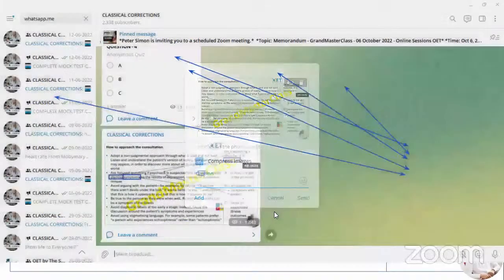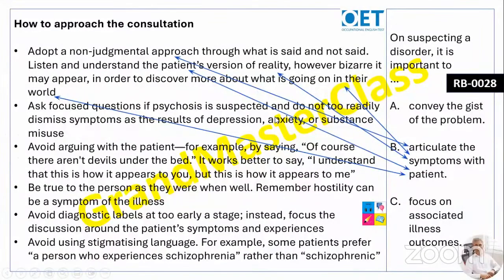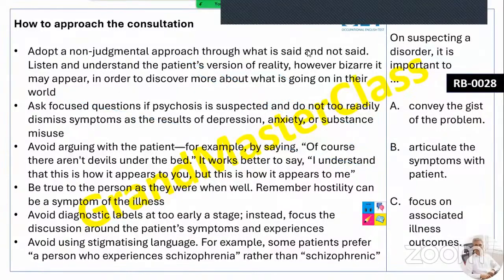So that is the second version of explanation. Now let us take from the third paragraph. Avoid arguing with the patient. For example, by saying, of course, there aren't devils under the bed.